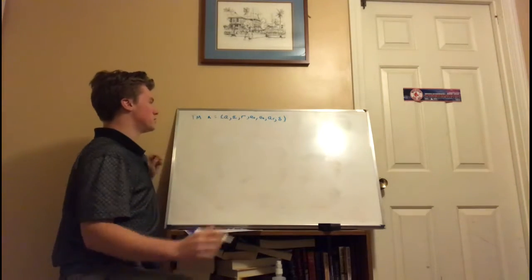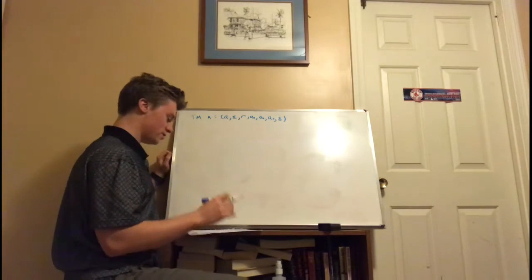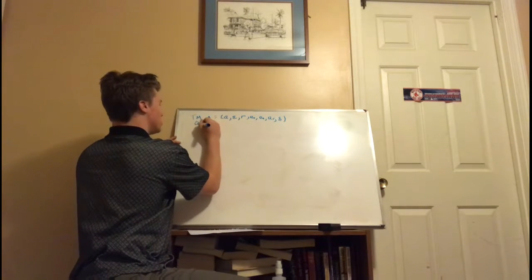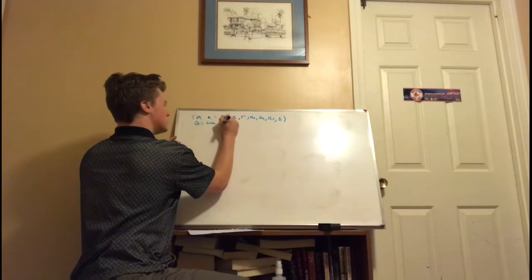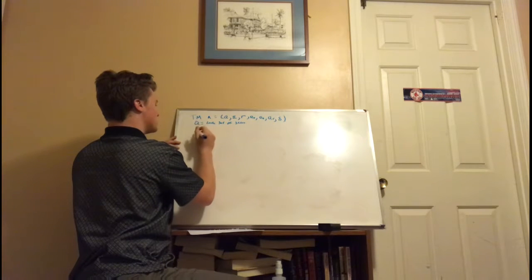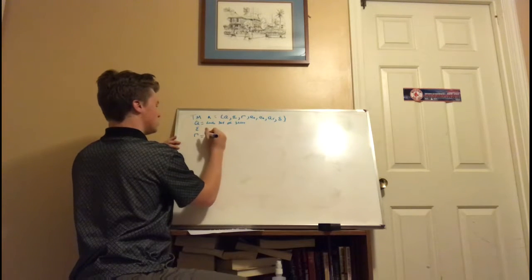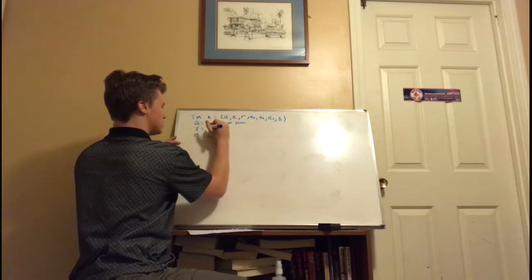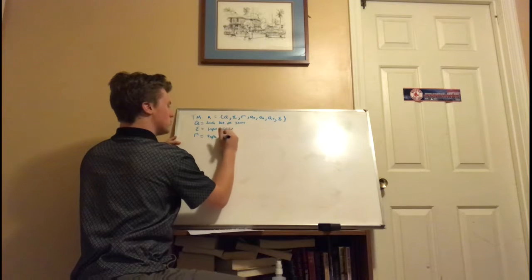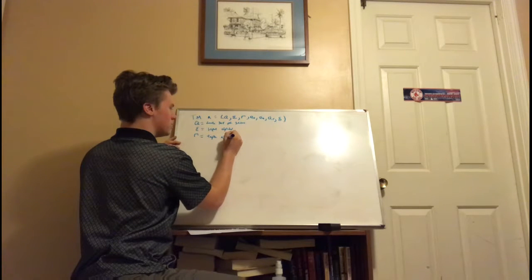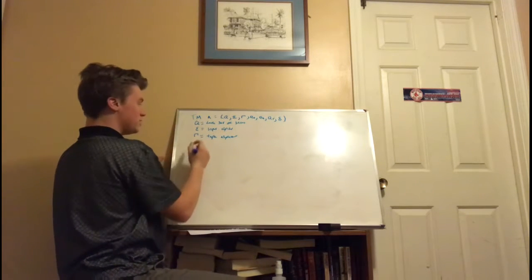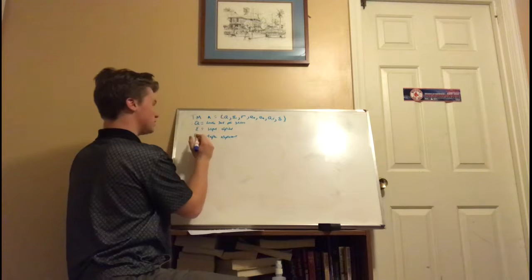Okay, so a Turing machine has 7 different elements. The first is Q, which is a finite set of states. Then followed by sigma, the input alphabet, and gamma, the tape alphabet. And these are not the same. They can share elements between both, however they are not the same.